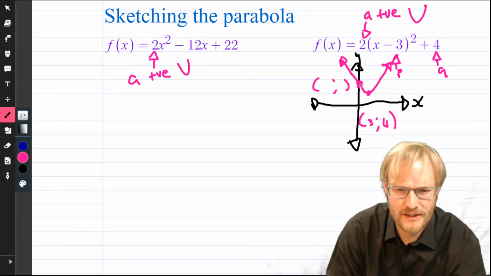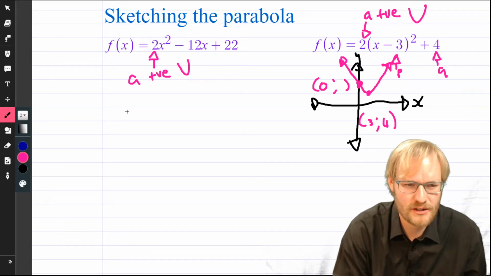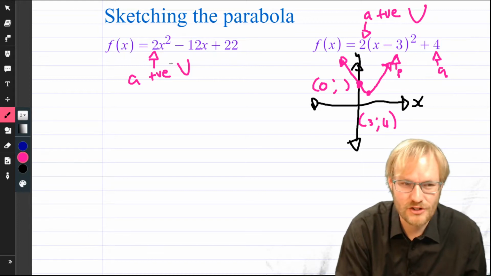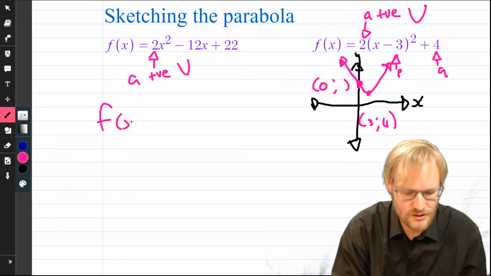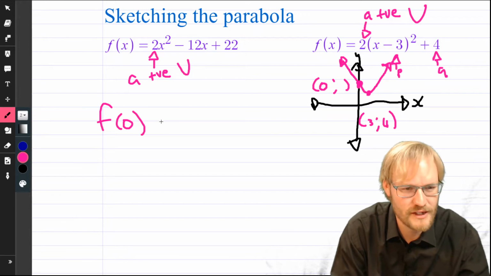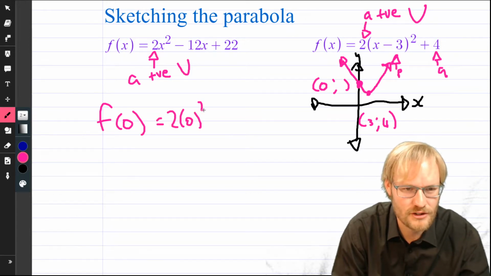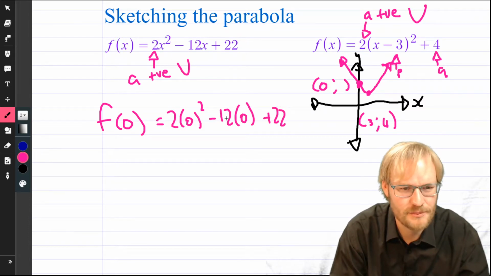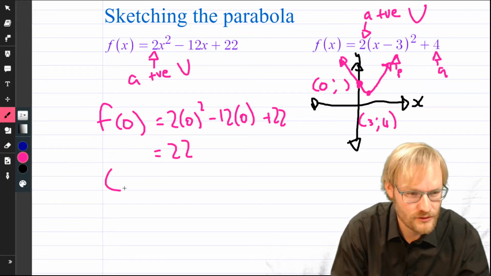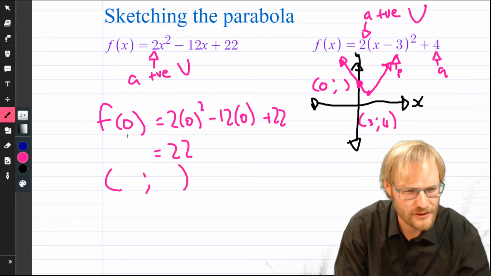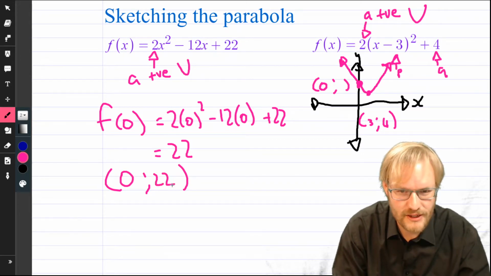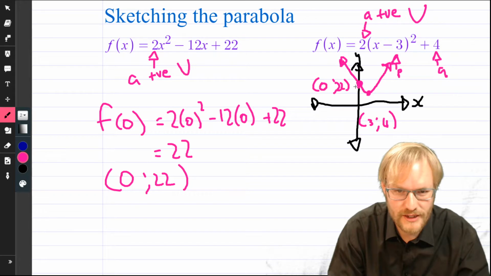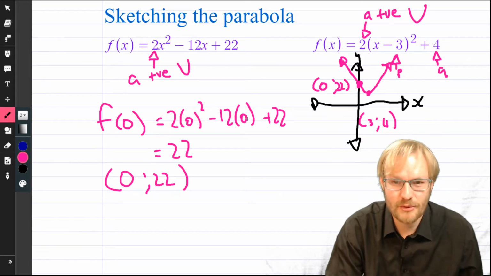But we can work out the y-intercept. Y-intercept, we know its x value is 0. So we can just substitute that in to work out the y value. You can substitute into either equation. I want to substitute into this form because it's definitely going to be a bit easier. But you can choose. So f of x, but we're going to substitute 0 for x, equals 2 times 0 squared minus 12 times 0 plus 22. Whenever I saw an x replaced with 0, gives you 22. Let's write it in coordinate form just to remind ourselves what we're doing. Input was 0, output was 22. That's our y-intercept. There's our parabola drawn.